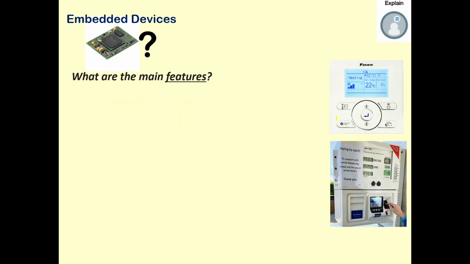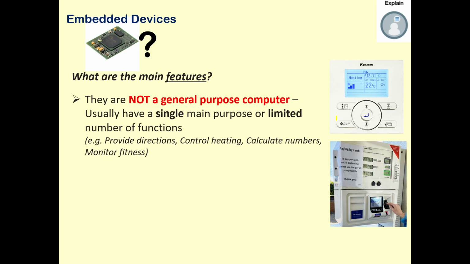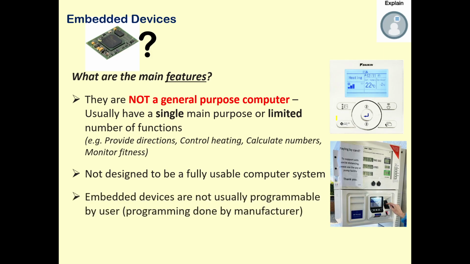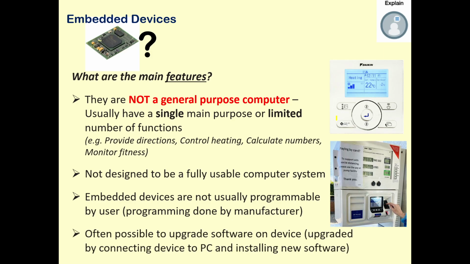What are the main features? An embedded system is not a general purpose computer. It usually has only a single or a very limited number of functions, such as providing directions, controlling heating, calculating numbers. It only does one or a very limited number of jobs or functions. Not designed to be a fully usable computer. You would not do your homework or play games on the microwave, for example. And is not usually programmable by the user. They can't do much to it, it's just used. But it is often possible to upgrade software or install new software and to upgrade to a new version.